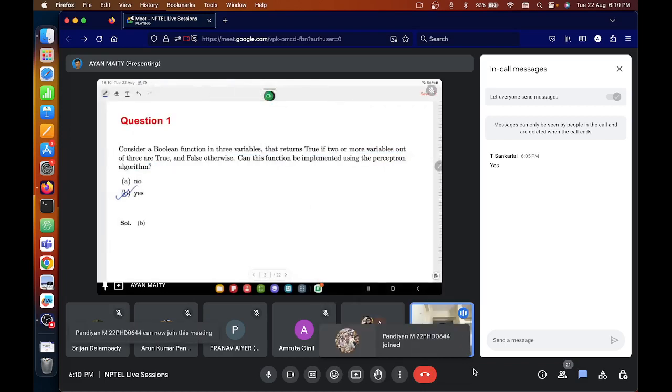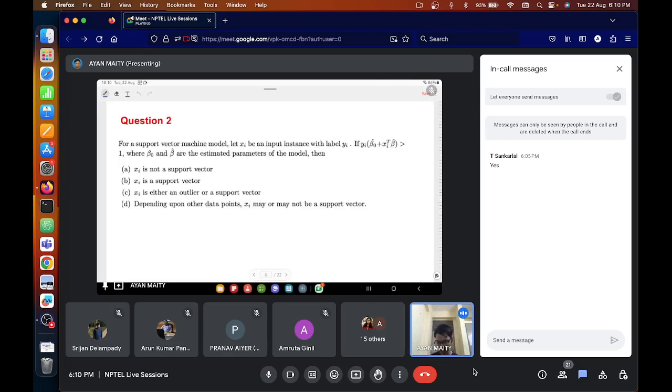Are there any questions or doubts regarding this problem? Okay, if there are no doubts, then we can move on to question 2.